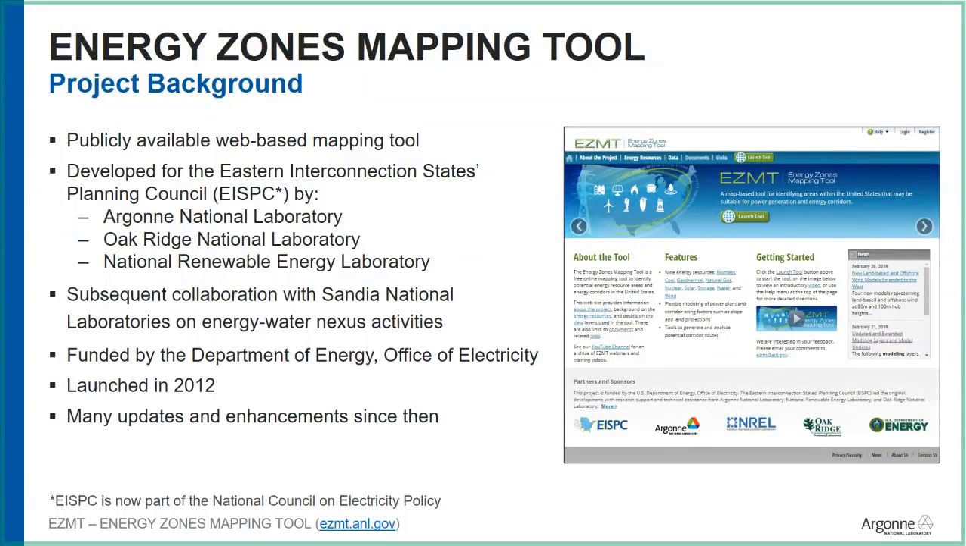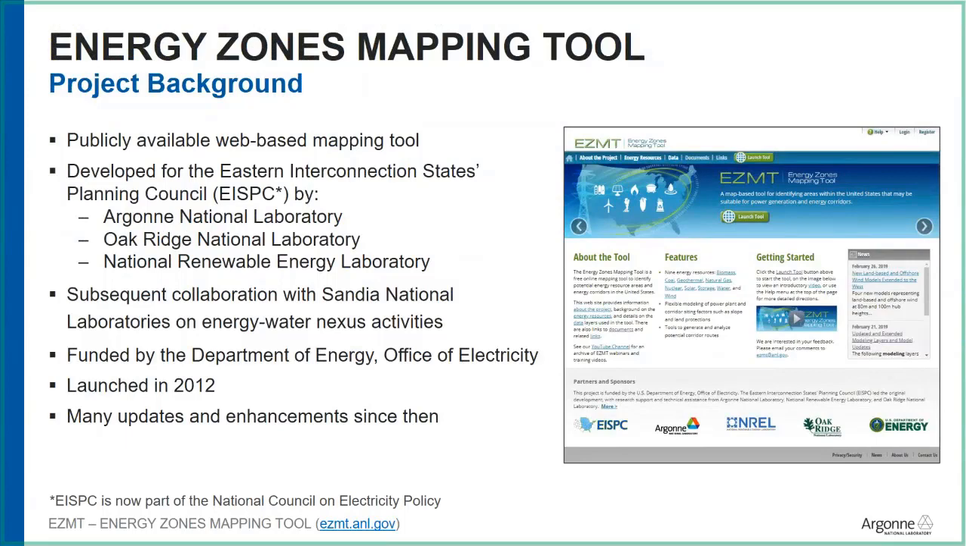This tool was originally developed for the Eastern Interconnection States Planning Council. That abbreviation is usually pronounced ICEPIC. There was a collaboration of 3 national laboratories helping to develop the tool and some other background studies. After some time, the funding was completed, and ICEPIC is now part of the National Council on Electricity Policy, which is a national organization. We also did quite a bit of work and are continuing to do a lot of work with Sandia National Laboratories, and a lot of that focuses on energy-water nexus activities.